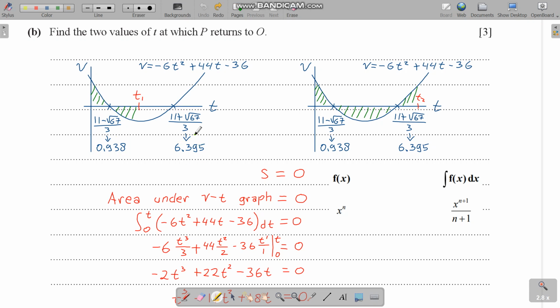So P returns to O when the total displacement is 0, which means from the area we have something positive here from the integration, and from the integration, or the area, we get something negative. The total should be exactly the same. So we just have to integrate from 0 to some point here to get the distance.